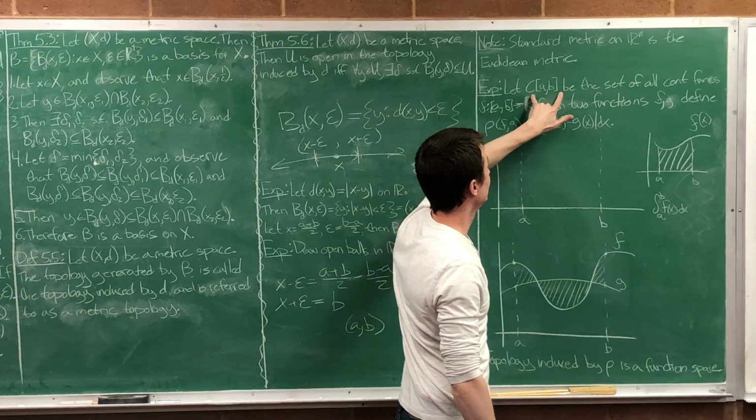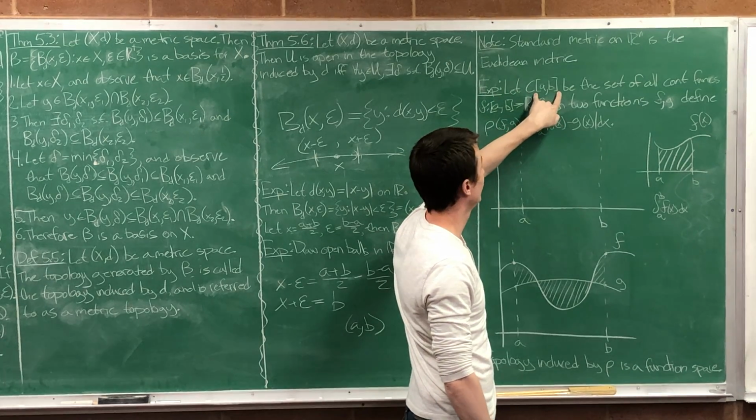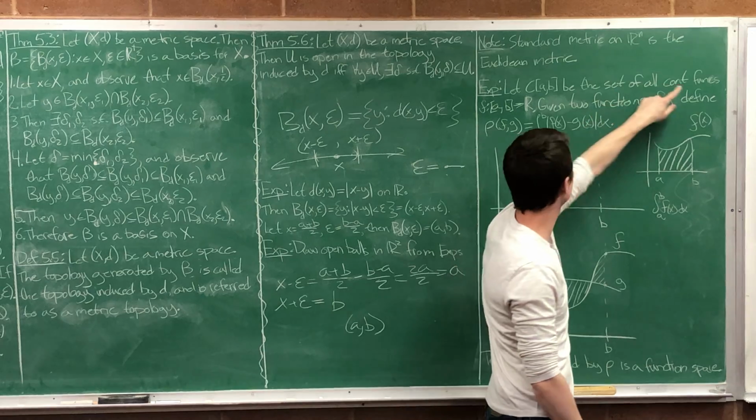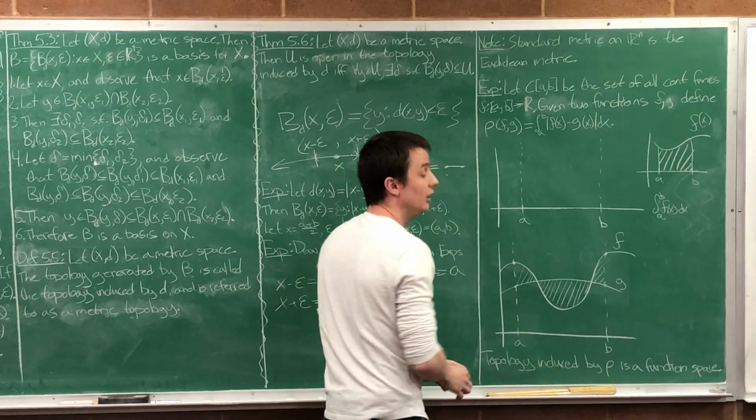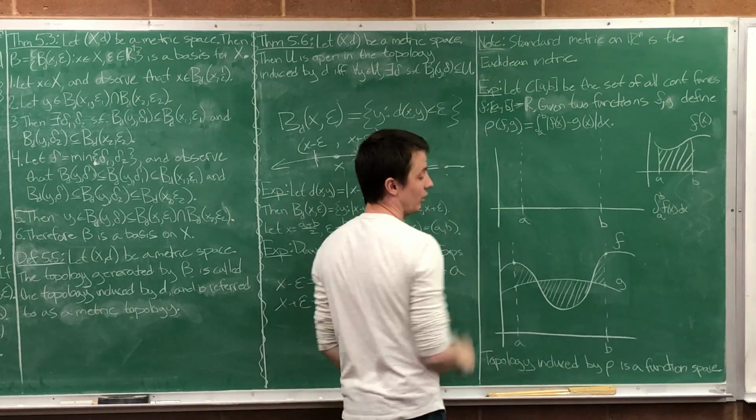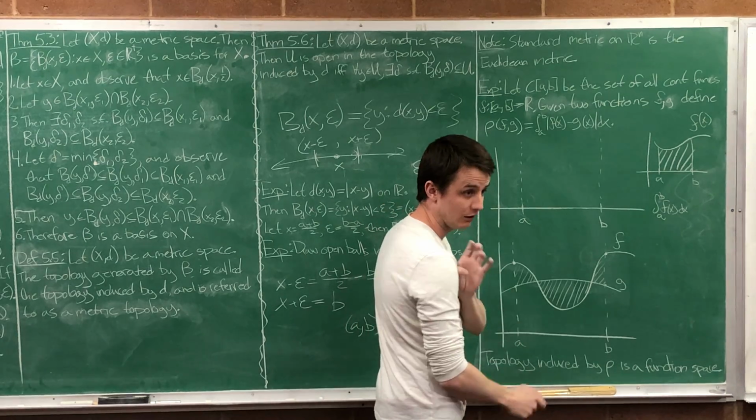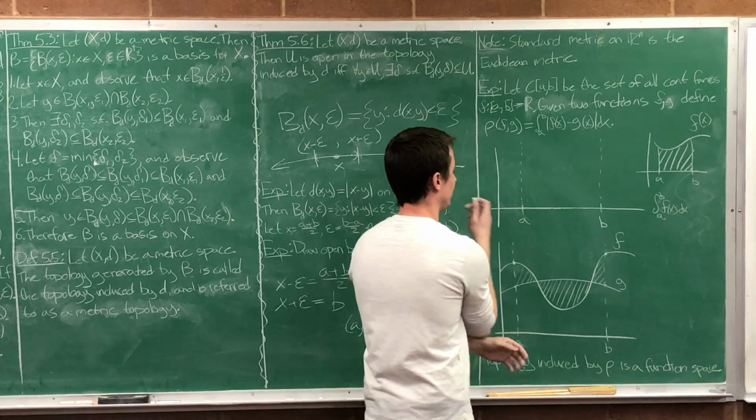Let C of the closed interval [a, b] be the set of all continuous functions of the form f from [a, b] to R. So let's get a picture of some of these to help it make sense, because this is an infinite set.